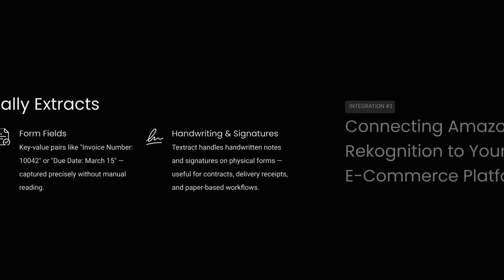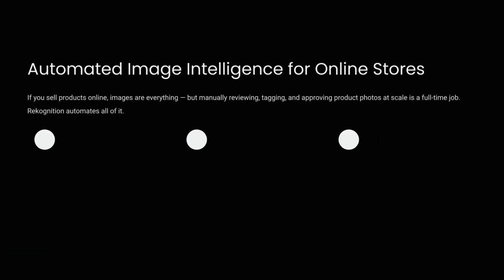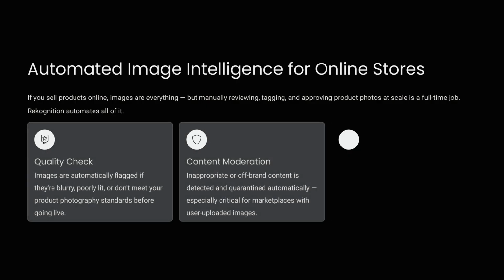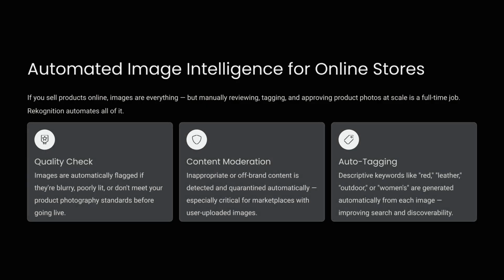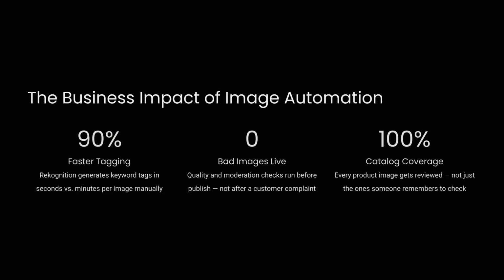for paper-based workflows. Integration number 3 focuses on connecting Amazon Rekognition to your e-commerce platform. Images are vital for online stores. Rekognition automates image intelligence through quality checks, content moderation, and auto-tagging. It flags blurry or off-standard images, detects inappropriate content, and generates descriptive keywords to improve search and discoverability. The business impact of image automation is significant. 90% faster tagging, 0 bad images going live, and 100% catalog coverage, ensuring every product image is reviewed automatically.